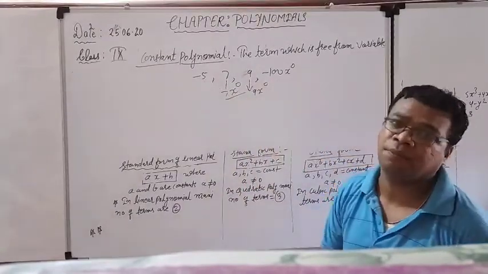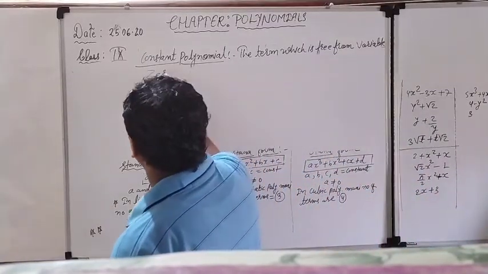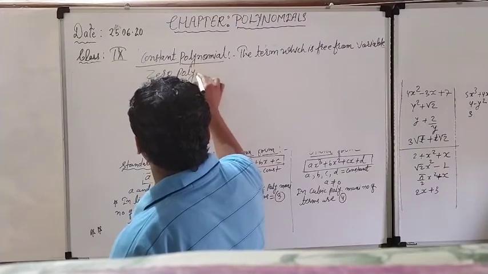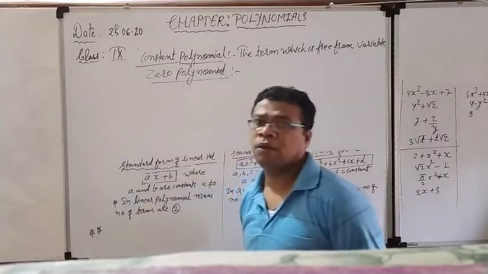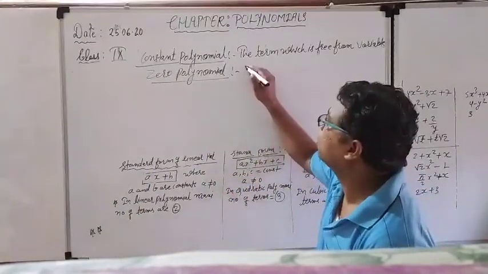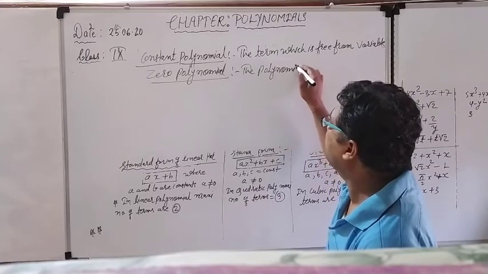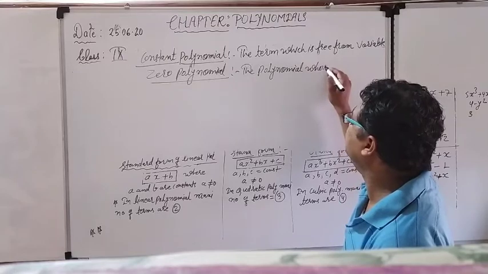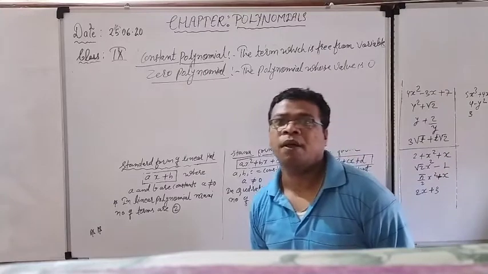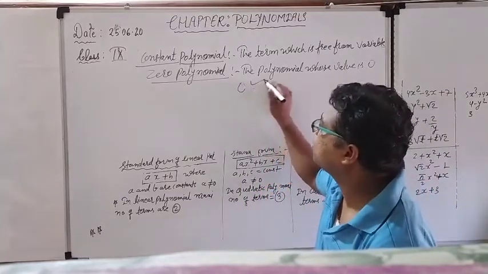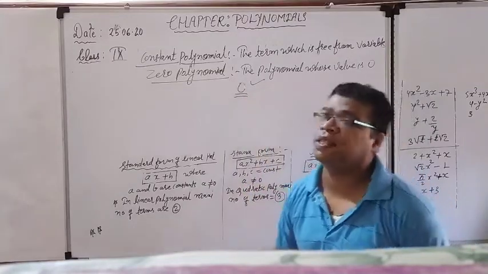You can see the different examples. Now, the next thing is the zero polynomial. What is this zero polynomial? Are they both the same? No. The zero polynomial is the polynomial whose value is 0, the polynomial whose value is only 0. So this is the only single example of the zero polynomial, whose value is directly 0. This is known as the zero polynomial.